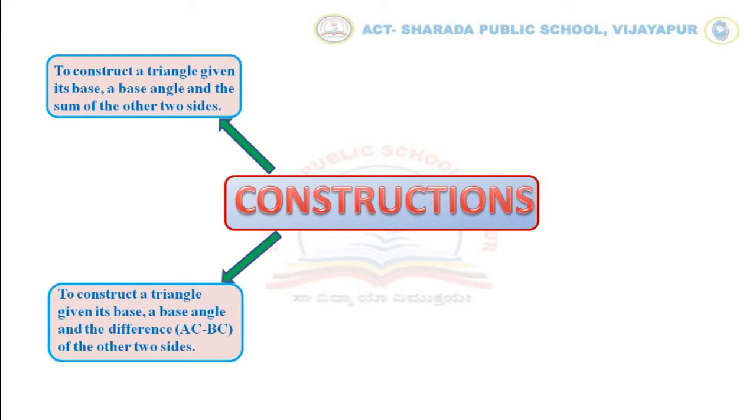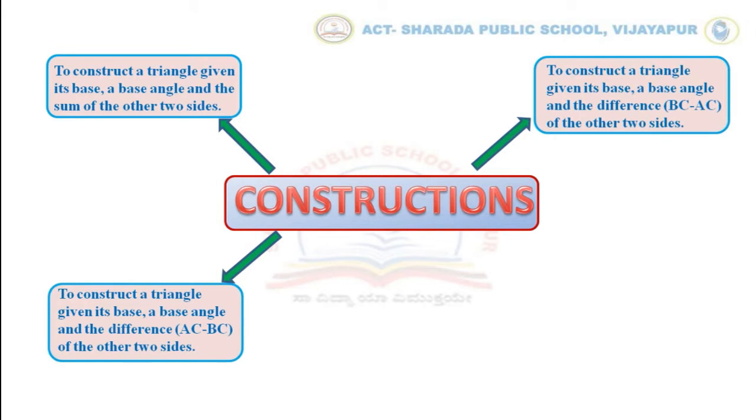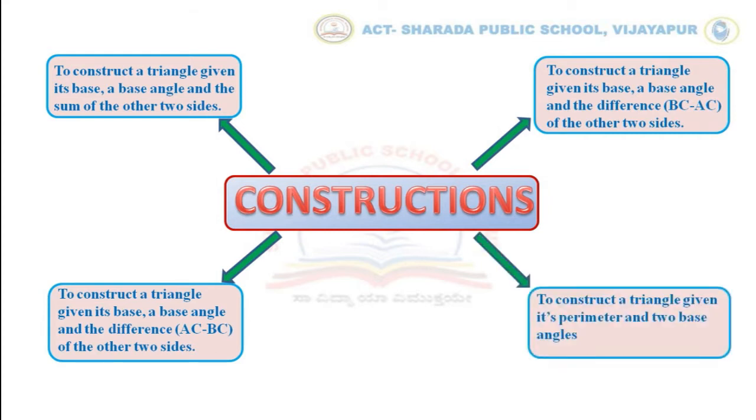Next, construction of a triangle given its base, angle and the difference of the other two sides. Next, construction of a triangle given its base, angle and the difference of the other two sides. And the last one, construction of a triangle given its perimeter and two base angles. Now, we will discuss each construction step by step.